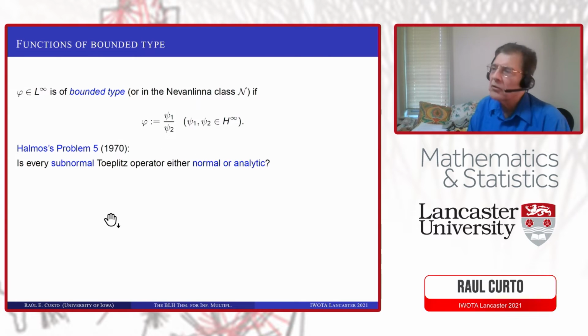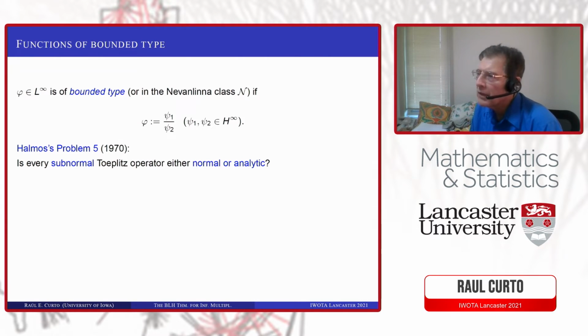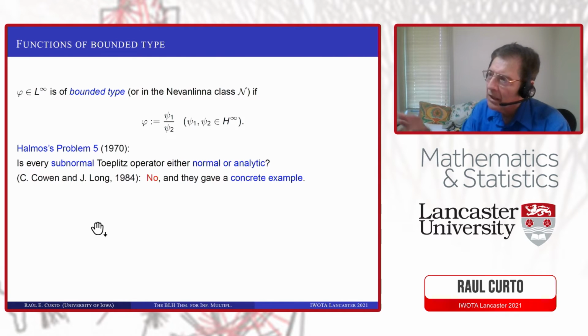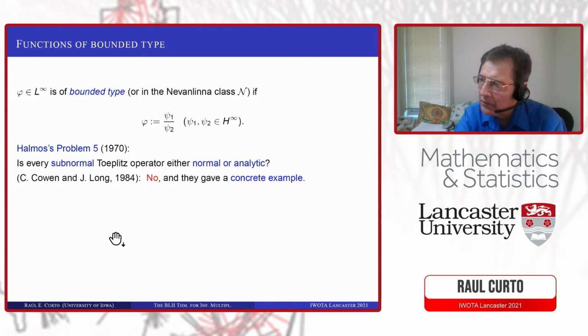And we come to Halmos problem 5, 1970. This is from Ten Problems in Hilbert Space. Is every subnormal Toeplitz operator either normal or analytic? We know that Cowen and Long proved this. The answer is negative, 1984. And they gave a concrete example based on some special ellipse that you can build, and then having a holomorphic transformation from the open unit disk into that ellipse and back.